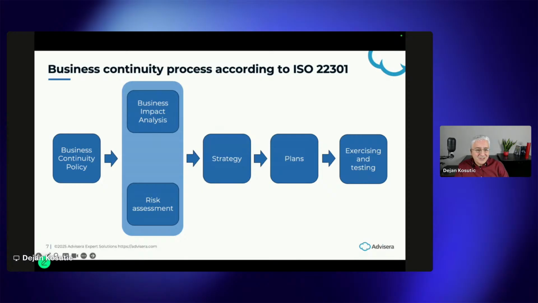Now of course I'll speak about planning in the next couple of slides, and the last step here is exercising and testing. Exercising and testing is important because you're never going to have perfect plans. Especially when you write business continuity plans for the first time, they will probably be wrong in many things. So the only way to make them more realistic is to test them in realistic situations, and this is what is called exercising and testing according to ISO 22301.